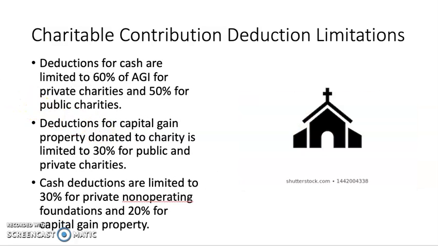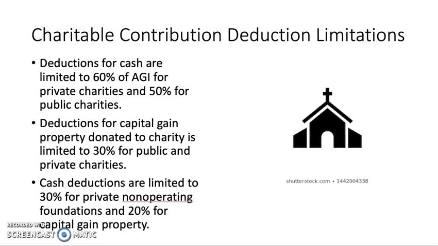There are some limitations to this, however. Deductions are limited up to 60% of adjusted gross income for private charities and 50% for public charities. So a private charity would be a school of some sort, and a public would be a not-for-profit that's related to a government entity.